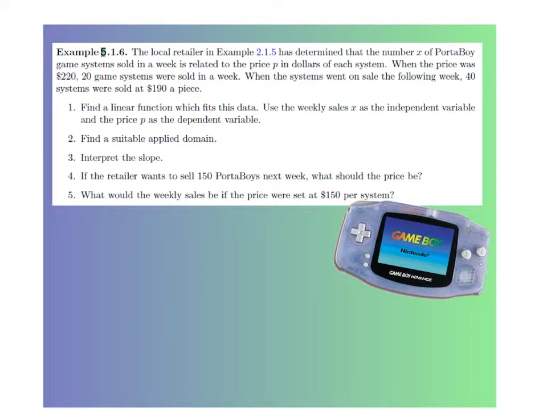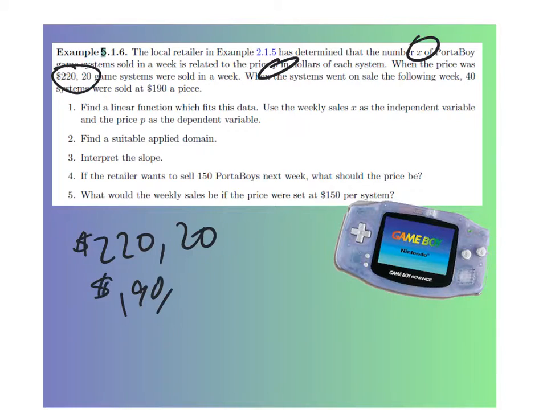This one, it's just another real-world example, except this time it's got the price, and it's got X number of systems, and they want you to write an equation. Well, I'm going to give you a hint. In the end, they're giving you 2 points. 220 goes with 20. And can you see the other point that they have there? 190 goes with 40.